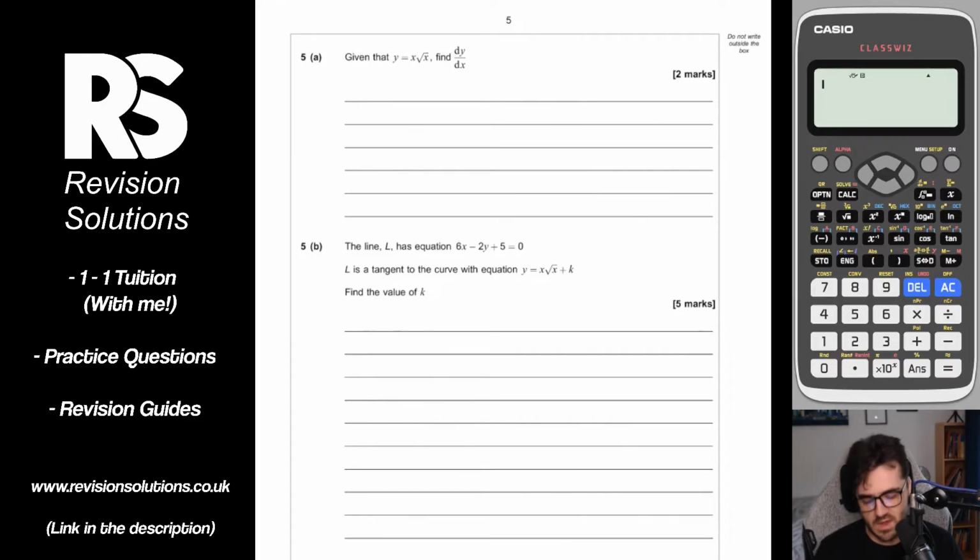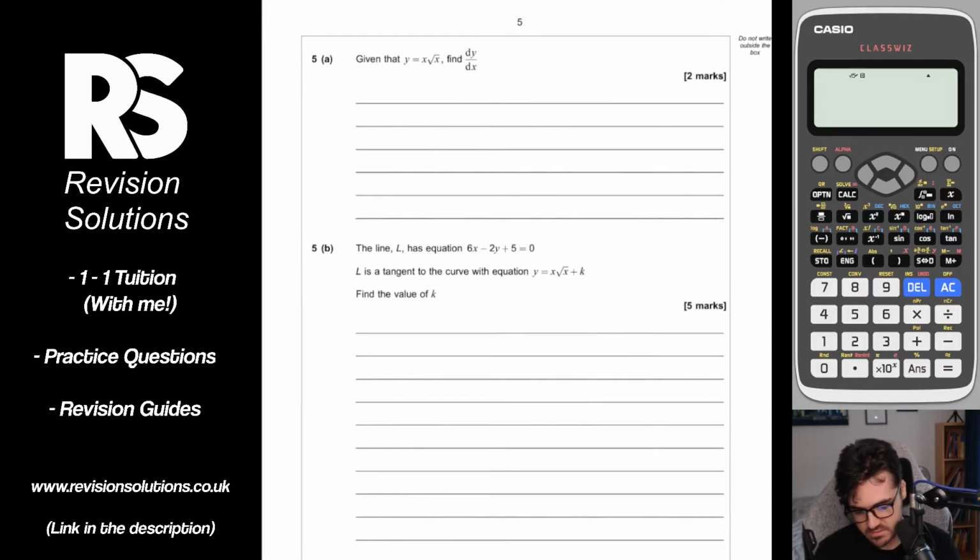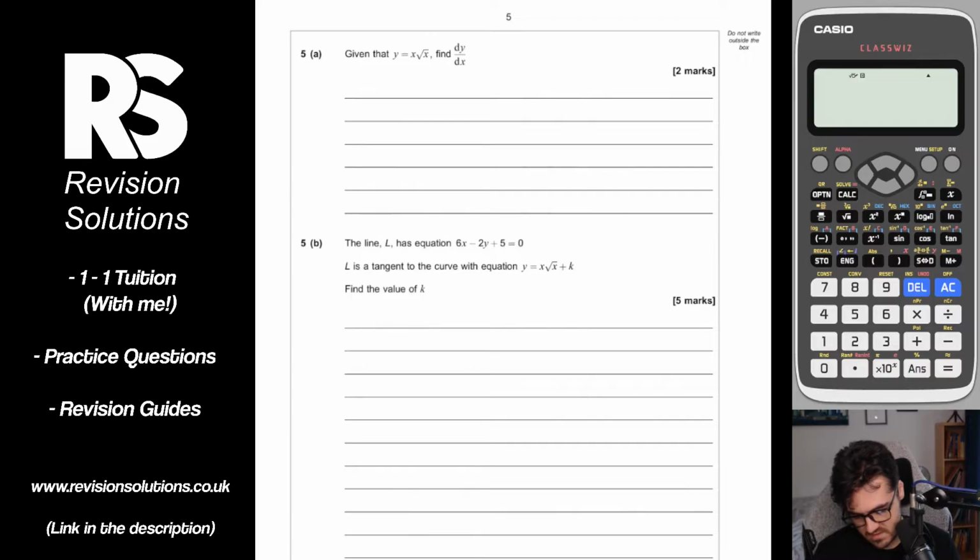5a says, given that y equals x root x, find dy dx. So we're just going to use the power rule. Let's express it as a single power of x to start off with. So if y equals x root x, we know that's the same as x times x to the half, which is just using the multiplication rule for indices. We just add the powers, so x to the 1 times x to the half would give us x to the 3 over 2, which means, using the power rule for differentiation, dy by dx would be 3 over 2 x to the power of a half.